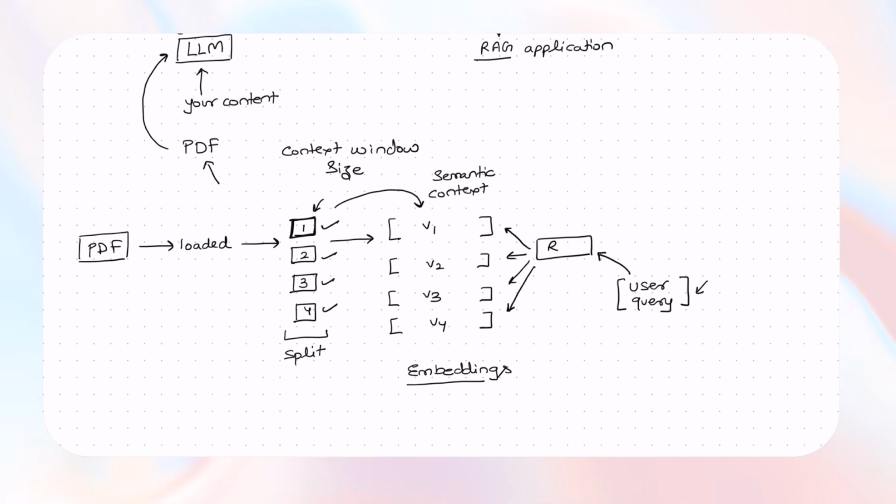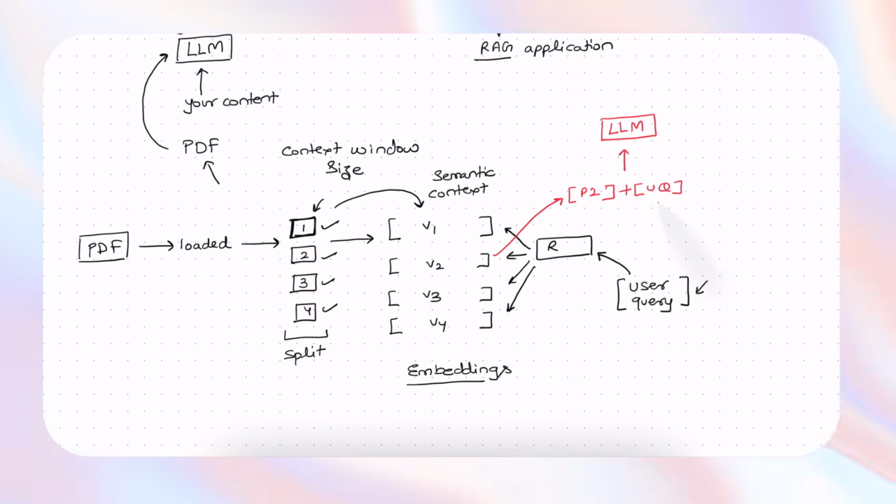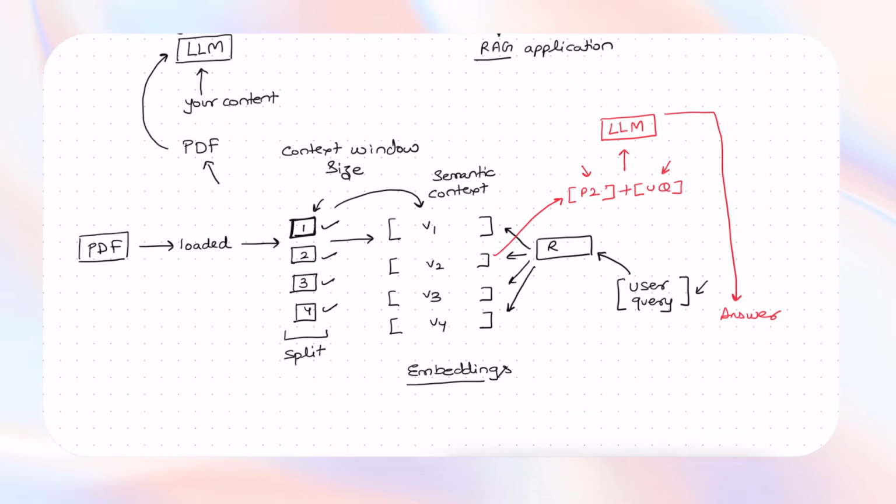Now let's say this vector number 2 is the closest match of the user query. So the retriever will return me this vector and I will provide this particular page, which is page number 2, together with the user query to my LLM. And now, since the LLM has the question, which is the user query, as well as the context, which is the page, it will be able to answer back to the user. Right? So this is what RAG is. This is the entire workflow of RAG systems.